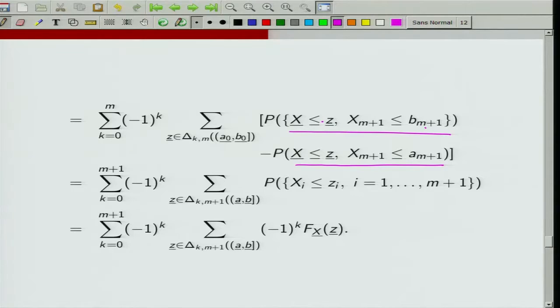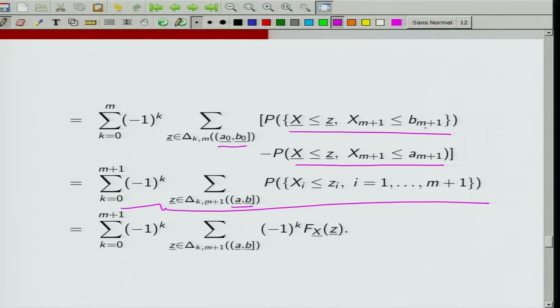So, when I go from m to m plus 1, x m plus 1 gets added. Now, x m plus 1 can contribute in this joint term through x m plus 1 less than or equal to b m plus 1 or x m plus 1 less than or equal to a m plus 1. When x m plus 1 is less than or equal to b m plus 1, then the power remains the same, because number of z i's is still the same. So, minus 1 to power k z belongs to delta k m a b. Now, when it becomes over here, number of a i's has increased by size 1. So, that is why if you combine these terms, you will get this quantity. So, you can see from a 0 b 0 I go to a b.